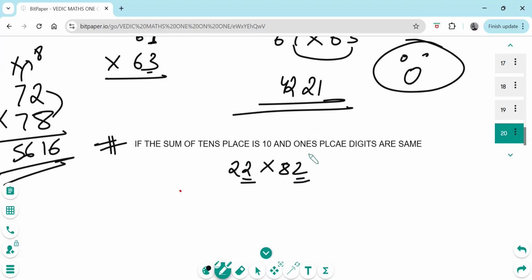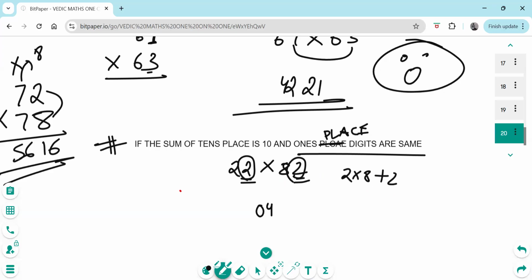तो आप देख सकते हैं यूनिट प्लेस सेम है, टेंस प्लेस का सम 10 है। ओके ना। तो आप क्या करेंगे इसमें? सबसे पहले आप इसको और इसको मल्टीप्लाई करेंगे। 2 2 जा 4, बट आप सिंगल डिजिट में कभी नहीं लिखेंगे, 04 करके लिखेंगे, राइट ना। 2 into 8 तो करेंगे, लेकिन जो भी आपका यूनिट डिजिट में सेम है उसको ऐड भी करेंगे। 2 into 8 plus 2, 16 plus 2 that is 18। Done.